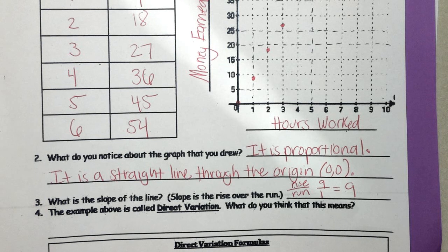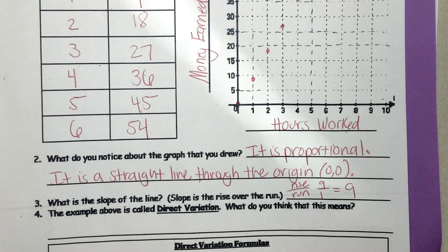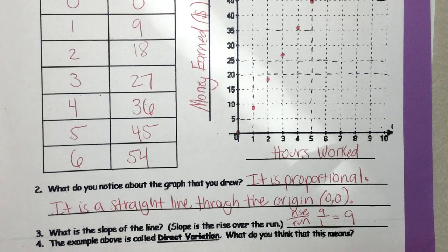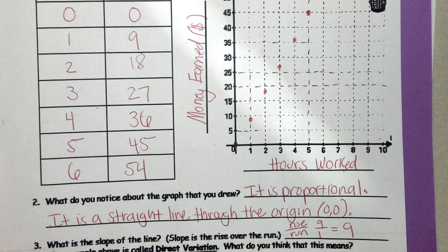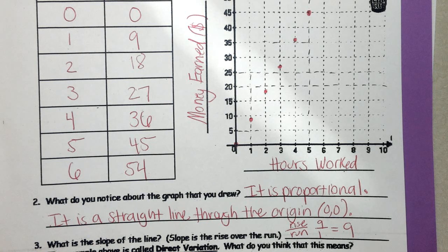So now comes the idea for the day. I told you we're talking about direct variations today. So if it says the example above is called direct variation, what do you think that means? From everything we've looked at, what does it mean if a relationship is a direct variation? What do you think, Kylie? I need a little bit more than that. That could be part of it. Not quite.